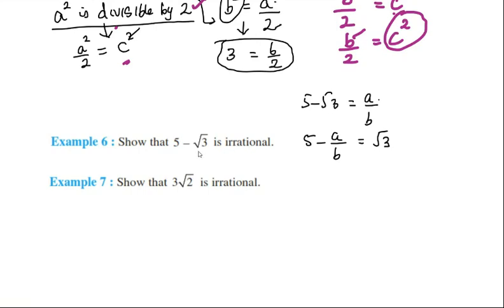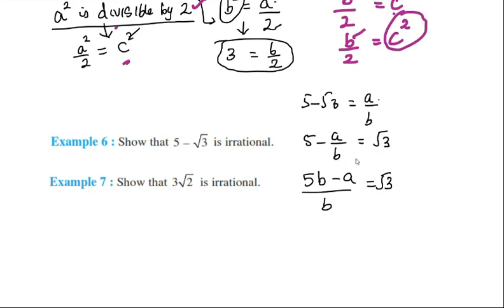If 5 plus root 3 is given, no problem, we can take only 5 itself. Very clear? But here minus root 3 is there. That's why I took minus root 3 to this side, to make it positive. And A by B, no problem, it can come inside. Now this can be written as 5B minus A by B. So that is root 3.